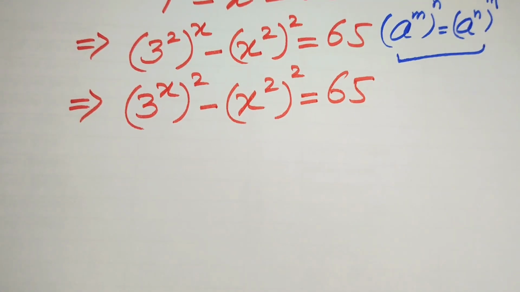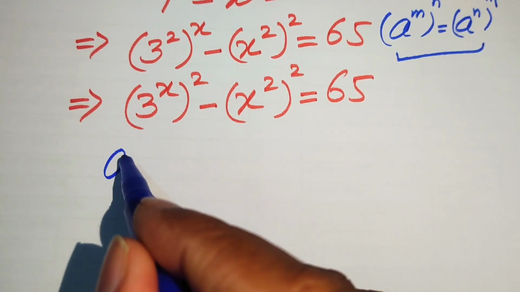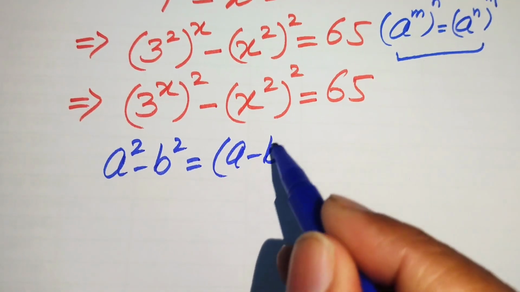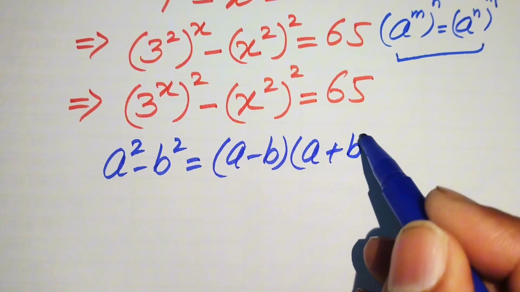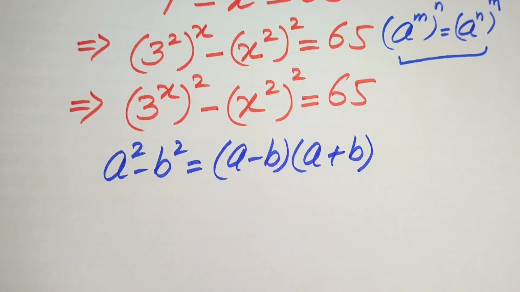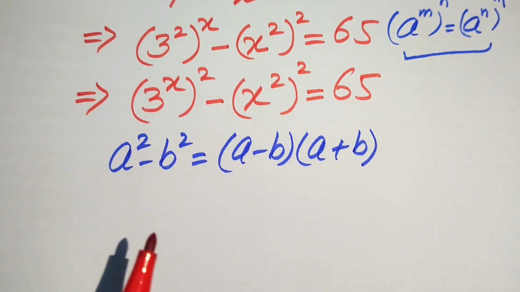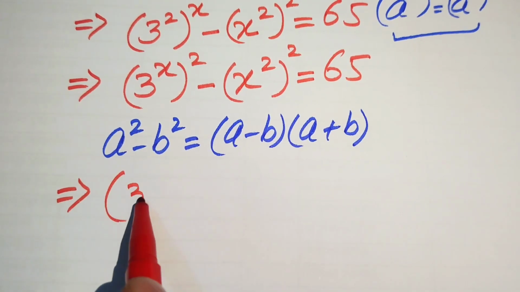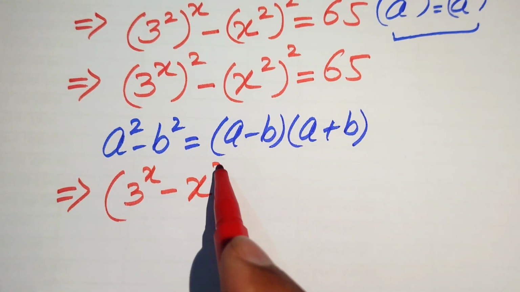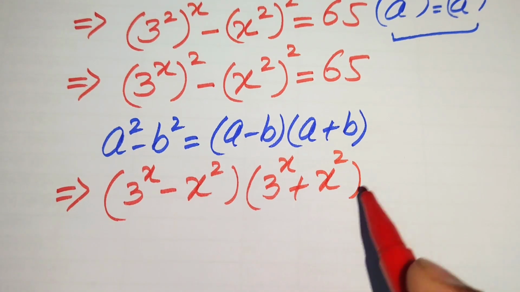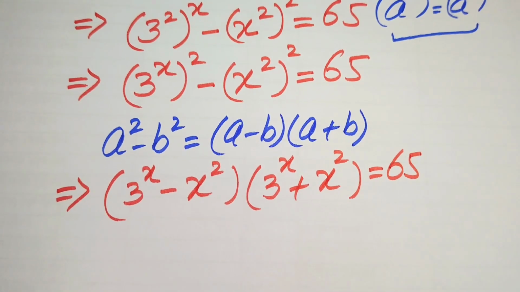After this step we use another nice algebraic formula. We know this formula: a squared minus b squared equals a minus b times a plus b. According to this algebraic formula, we write our above equation in simplified form. We write it as 3 to the power of x minus x squared, times 3 to the power of x plus x squared, equals 65.